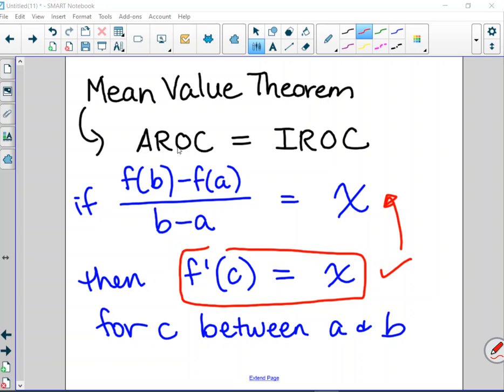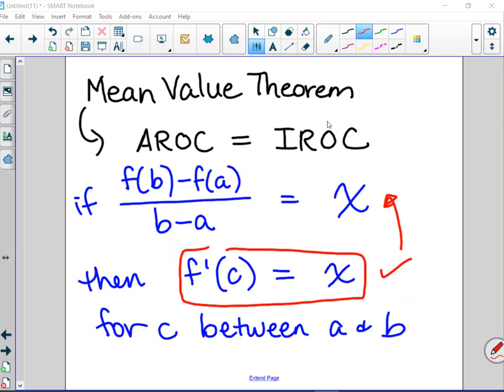If the average rate of change equals a certain number, then the instantaneous rate of change will also equal that same number somewhere in between A and B. So if I can show that the slope between 2 points is 7, that means that the derivative of the function would also equal 7 somewhere, at some magic number between A and B.